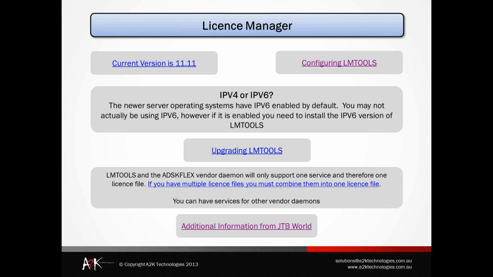It's also important to note that the LM Tools and the ADSK Flex vendor daemon will only support one service for the Autodesk products. All right. So if you have multiple Autodesk products, then you need to actually combine them into a single license file, and once again there's a hyperlink there for that. That's just a simple process of opening the license files in Notepad, copy the contents of one license file and paste it into the contents of another one.